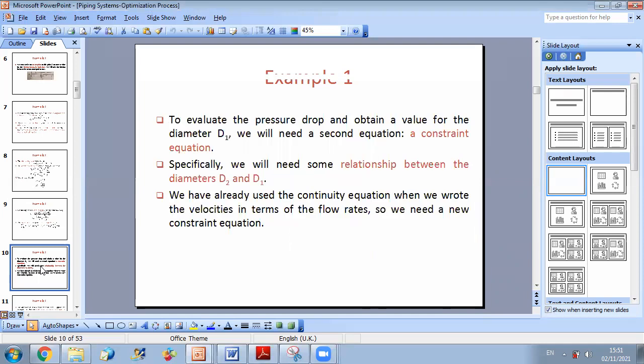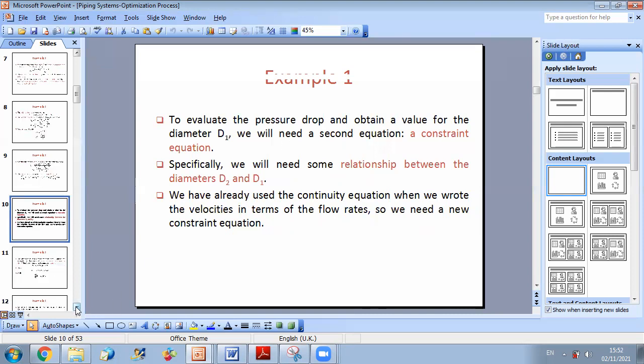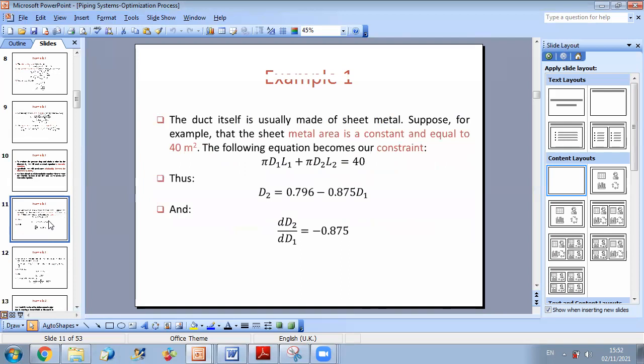For example, to evaluate the pressure drop and obtain a value for the diameter d1, we need a constraint equation. This equation will relate d2 and d1. We have already used the continuity equation, velocity, flow, and Bernoulli. Those we already used, so we cannot use them again. We need something else. Example of what this something can be.